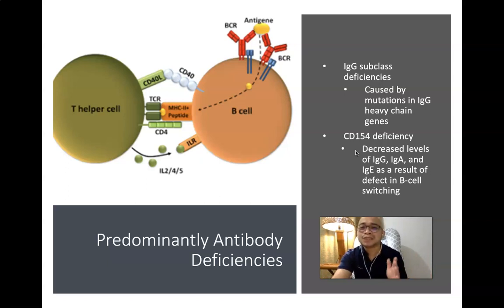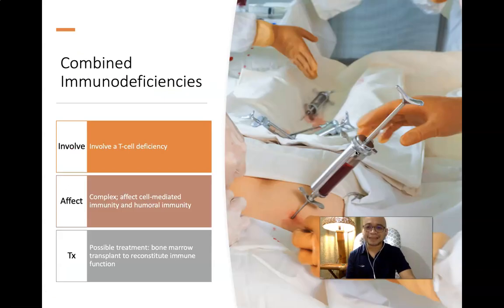Absence of CD154 or CD40L stops the formation of the germinal center. Therefore, it will prohibit antibody affinity maturation. And without that, adaptive immunity, particularly humoral immunity, will be greatly affected. So that's CD154 for you guys.